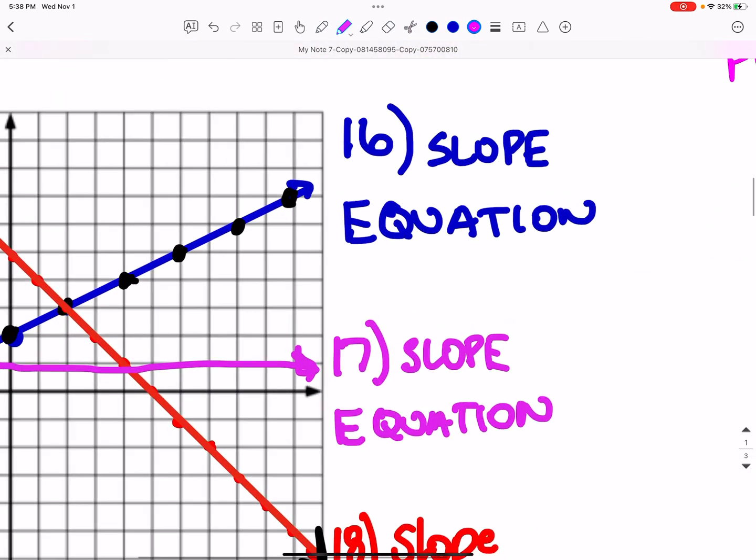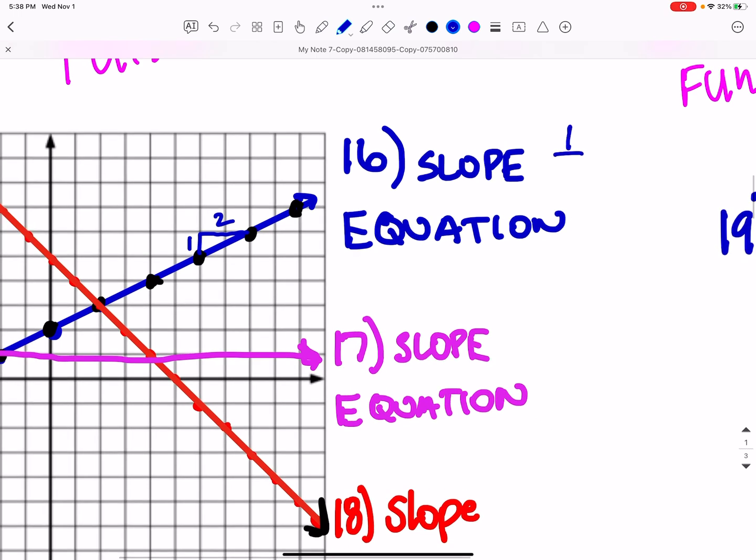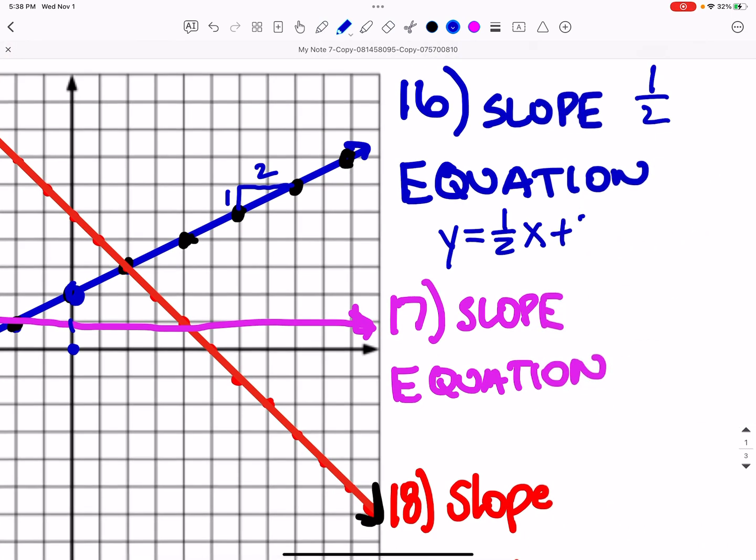All right, 16. Let's see. The slope is up 1 over 2. Up 1 over 2. There's the slope, 1/2. The equation, as soon as I know the slope, I say y equals 1/2 x. And now I'm just going to say my beginning on blue number is at +1, +2, plus 2. There we go. There's my equation.